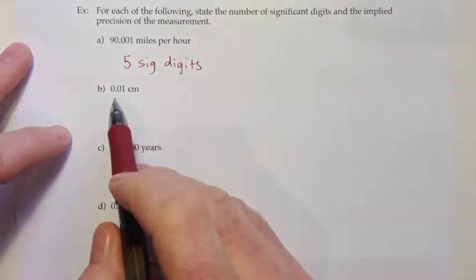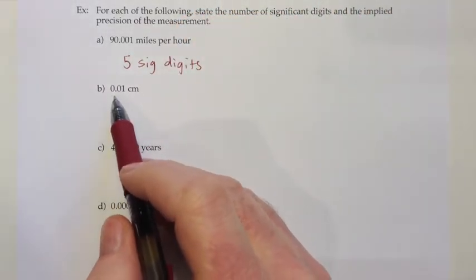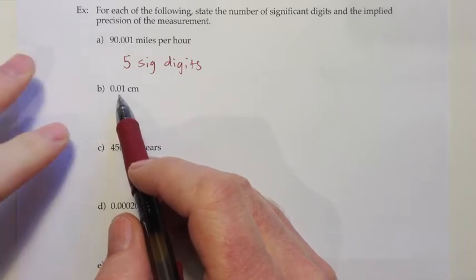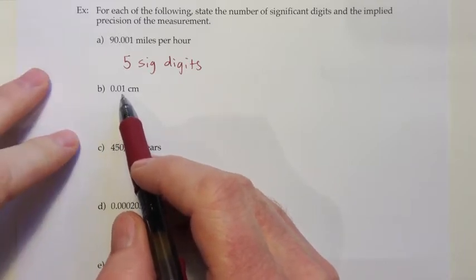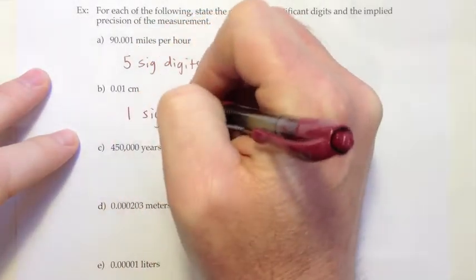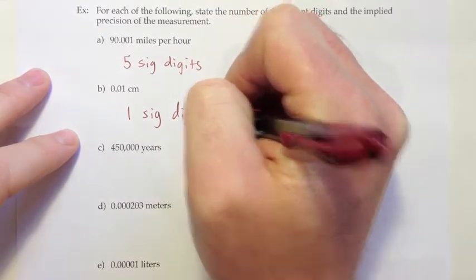And then here, again, always focusing on the zeros. These are zeros at the beginning of a small decimal number, and we mentioned up above those do not count. So those zeros don't count, only the 1. So this would just be 1 significant digit in this one.